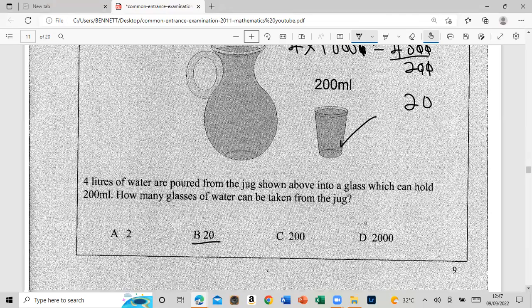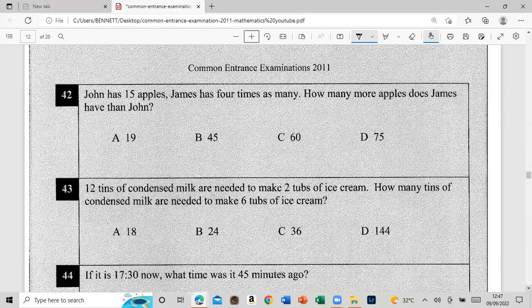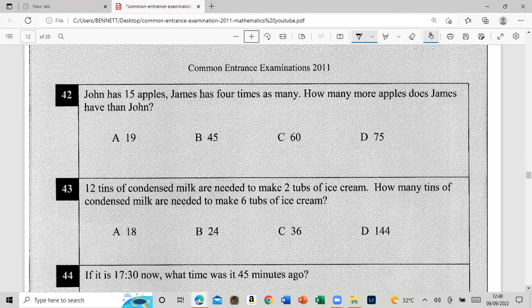Alright, let's move on to 42. I like this question. John has 15 apples. James has 4 times as many. How many more apples does James have than John? I love these type of questions. It makes students really think. I have no problem with that. Students, you have to know critical thinking. So embrace it, alright? So let us reason it out.